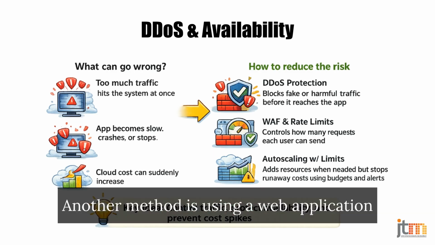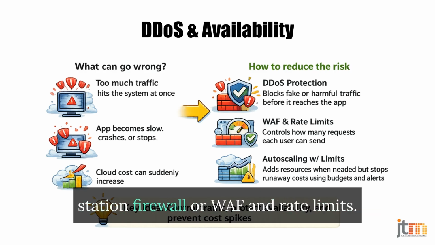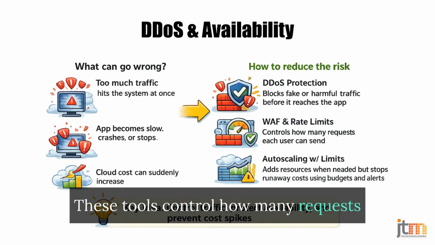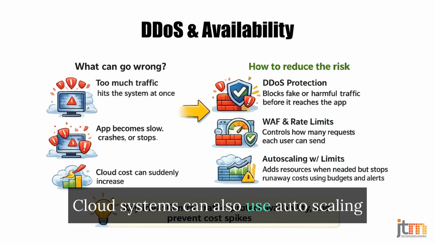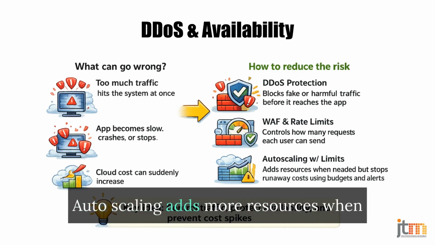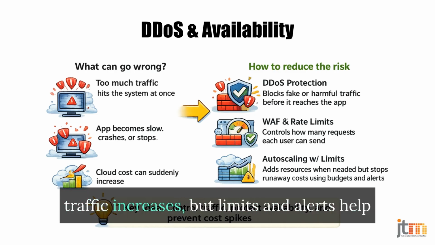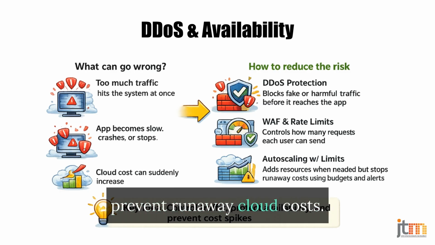Another method is using a web application firewall, or WAF, and rate limits. These tools control how many requests each user can send, preventing abuse. Cloud systems can also use autoscaling with limits. Autoscaling adds more resources when traffic increases, but limits and alerts help prevent runaway cloud costs.